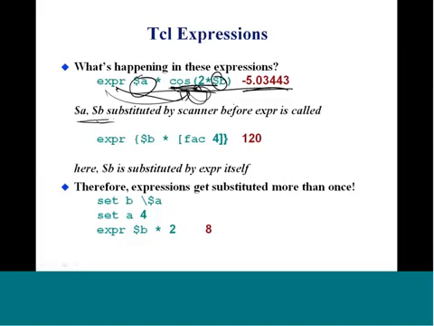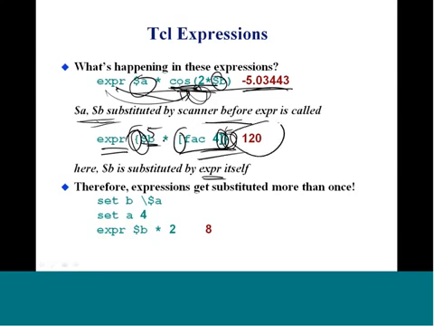The difference here is, in this one the $A and $B are substituted by the scanner before EXPR is called, whereas in this expression where we are saying EXPR, notice the curly braces and $B star fact 4, essentially here the $B is substituted by EXPR itself. The reason is that it needs to have a single word expression, so it substitutes this. So you get again 5 into these, which are also substituted, so this is evaluated and you get finally 120. So the expressions can get substituted more than once.